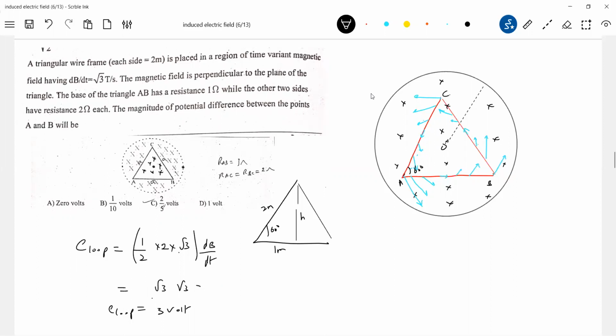Now you go for the EMF induced in each side should be equal. So it should be EBC, ECA plus EAB. Why? Because all are of the same length. So the EMF will be shared equally, because the EMF is proportional to length. So EMF induced should be equal to 3 by 2 volt. This should be equal to E total of loop by 3. Shall I put 1 volt in each side?